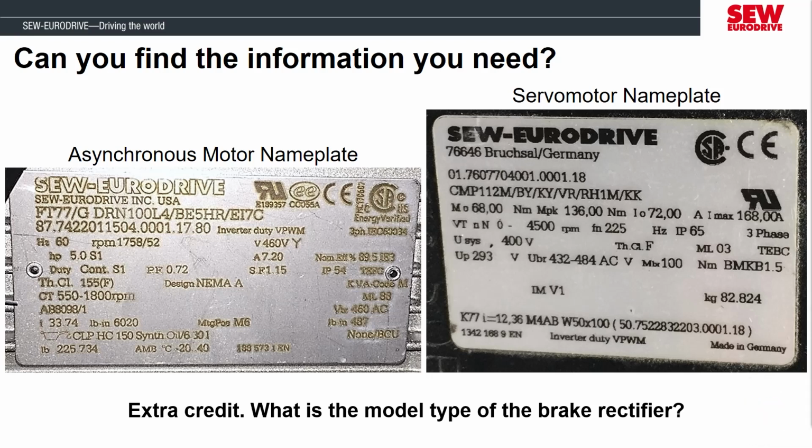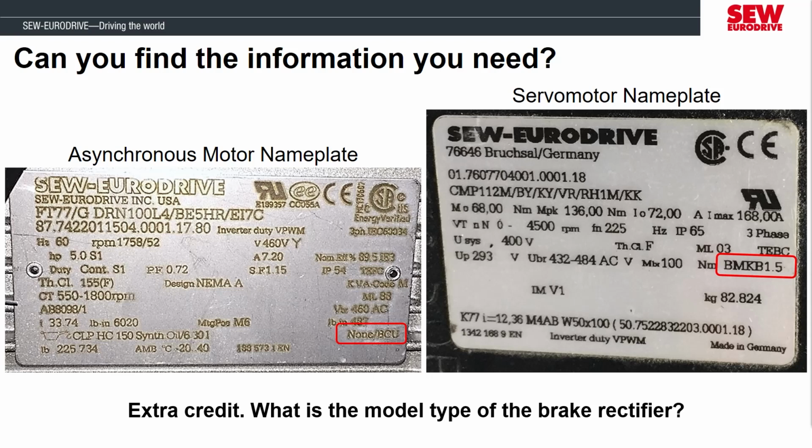All right, let's reveal the answers. The DRN motor was actually not shipped with a rectifier, so this is why it says none. The acronym BCU stands for Brake Control Unit, so the customer would need to supply their own method to control the brake. The CMP motor was supplied with a BMK-B 1.5 rectifier. This is a rectifier that mounts in the electrical cabinet and it has an internal relay controlled by the inverter to switch the brake voltage on and off.